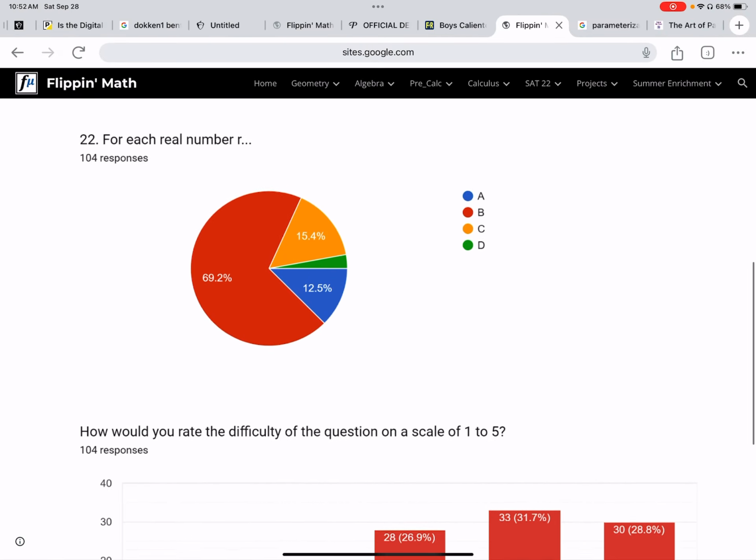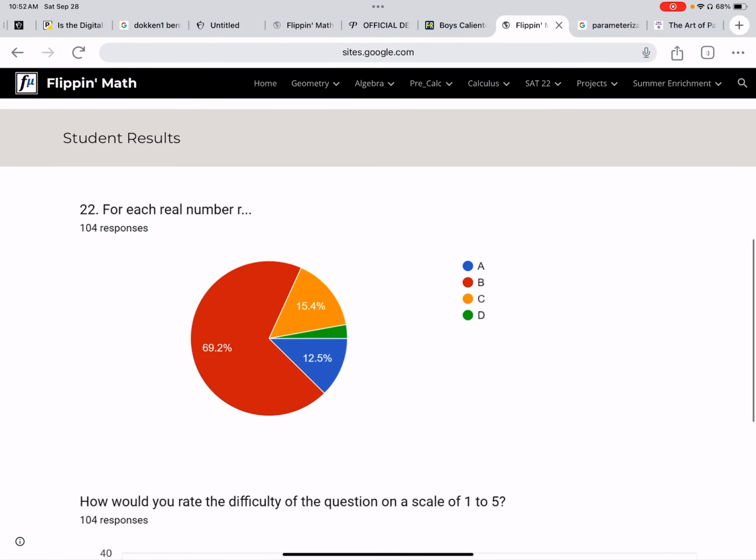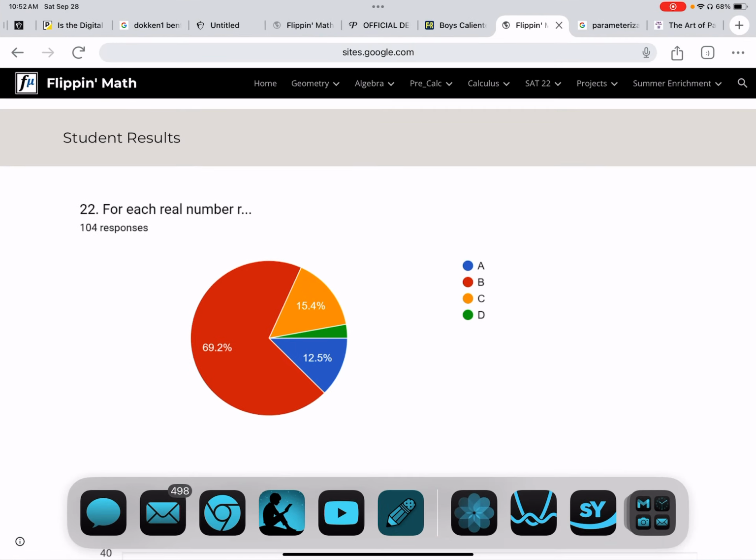So don't worry, you certainly have access to ChatGPT on the SAT test. That is a new policy. This is not sarcasm at all.